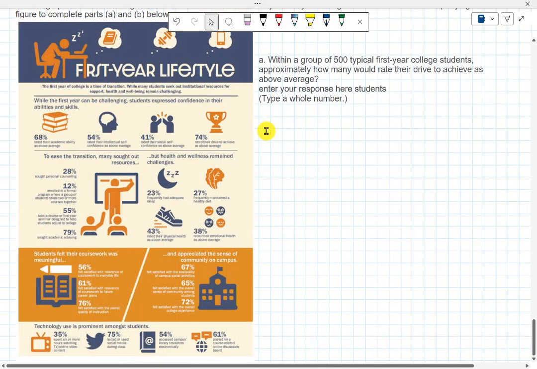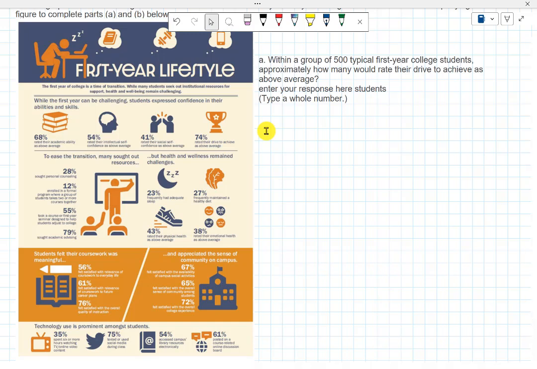Our first question to deal with is, within a group of 500 typical first-year college students, approximately how many would rate their drive to achieve as above average? So I need to go around and look in this thing for a drive to achieve picture. This may take some work. You have to look all over the place in this thing.